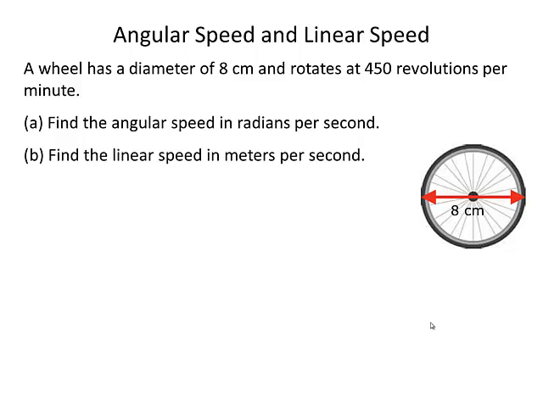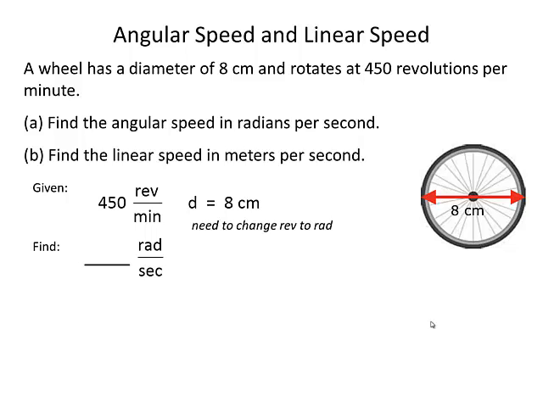Okay. A wheel has a diameter of 8 centimeters and rotates at 450 revolutions per minute. Find the angular speed in radians per second. So we're going to look at what's given, which is 450 revolutions per minute. Diameter is 60 centimeters, and we're trying to find the radians per second. We need to change the revolutions to radians and minutes to seconds.